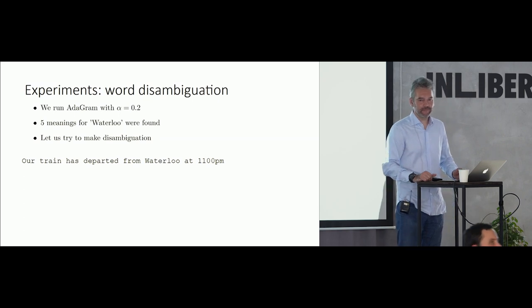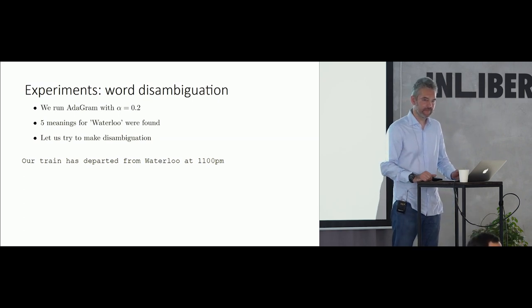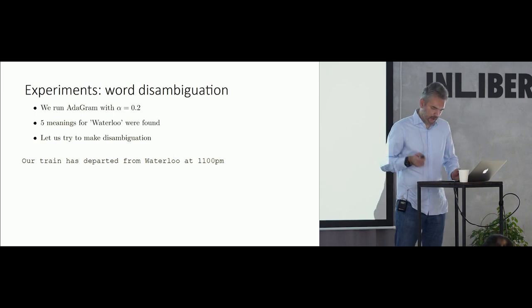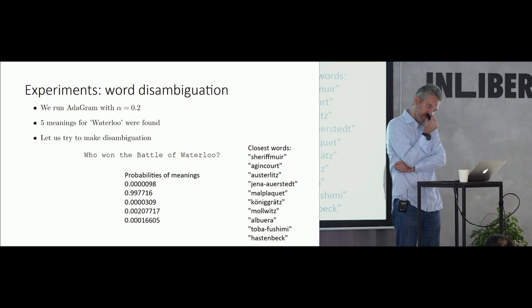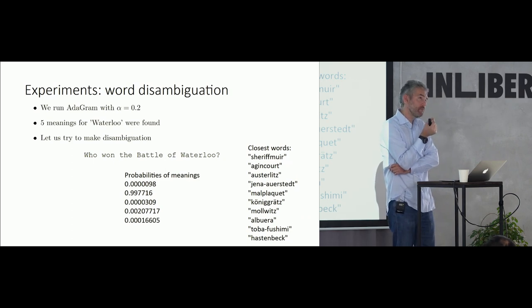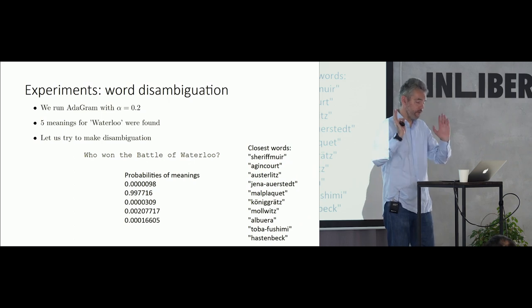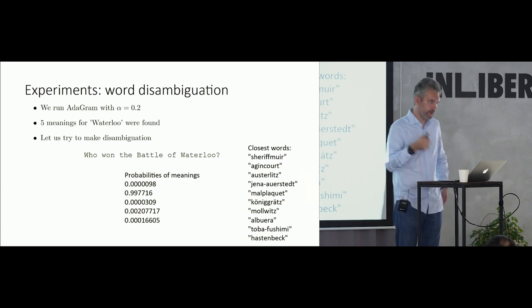Thank you for your talk. I have a question regarding your example for Waterloo. In total, you had five meanings. Are the remaining three also interpretable? Let me think. At least one of them. One of them is Abba song. So this definitely has an interpretable meaning.